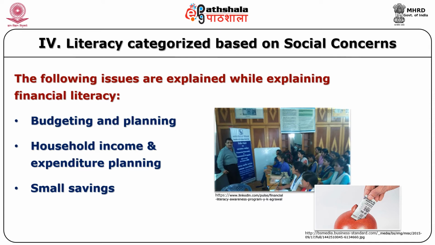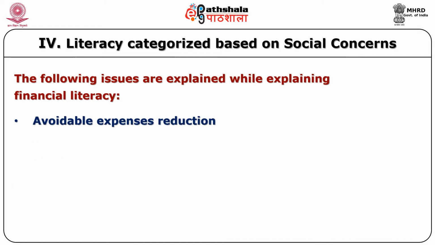Then how much expenditure you have in future, that you have to think. And small savings, the importance of saving a day, saving in a month. These things are taught through financial literacy. So in financial literacy, we have other things which include avoidable expenses reduction, like on what items you can avoid, what are your priorities. Based on that, you should spend your money. These things are taught to neoliterates.